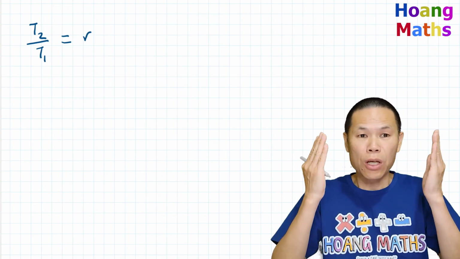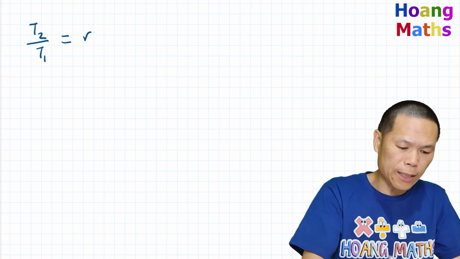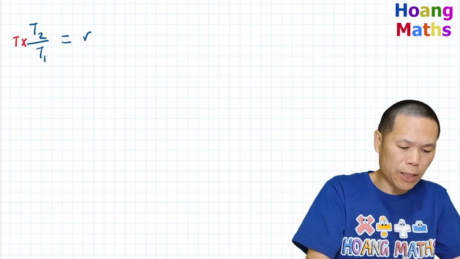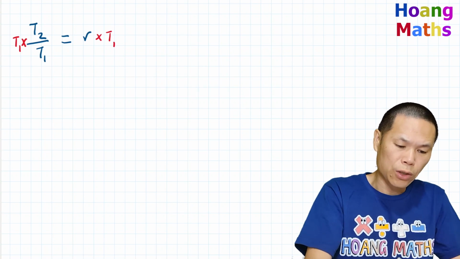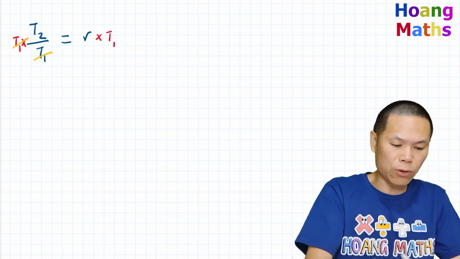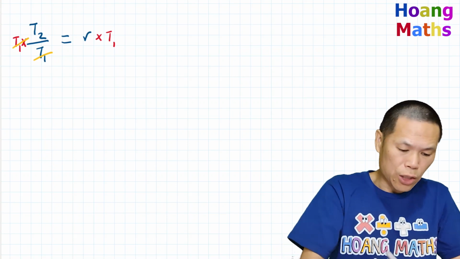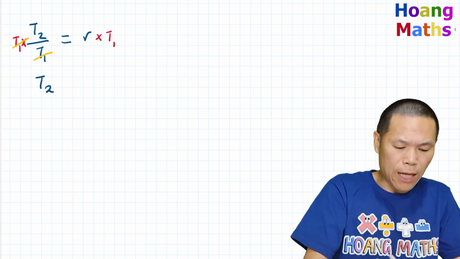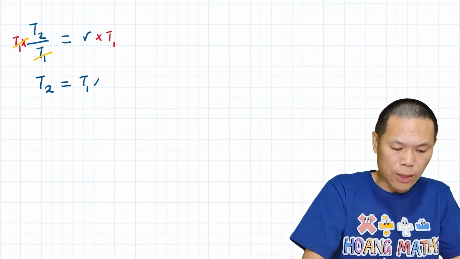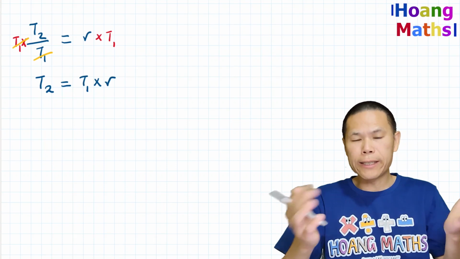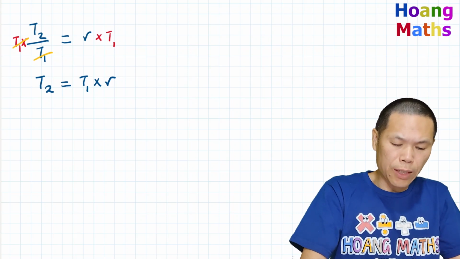So if I times term 1 on both sides, so let's say I times term 1 here and I times term 1 on the right hand side as well. So these two cancel out. So I will be left with term 2 on the left hand side, and on the right hand side is term 1 times R. So in a sequence, the first term is A.